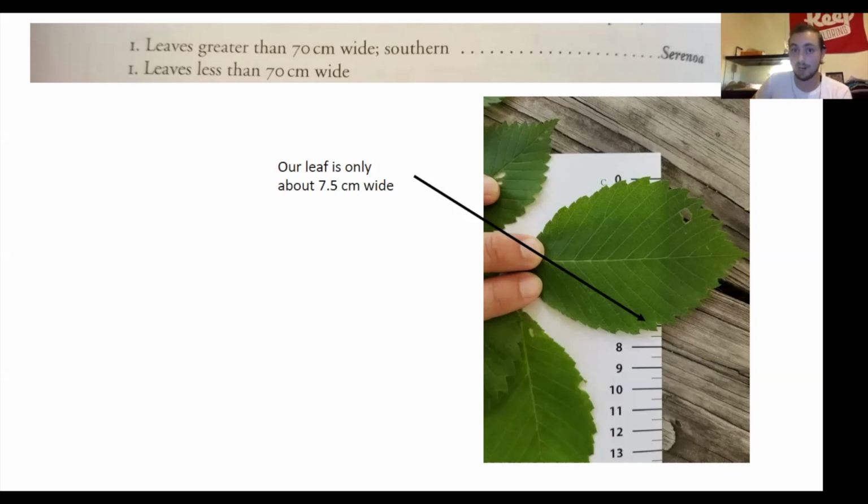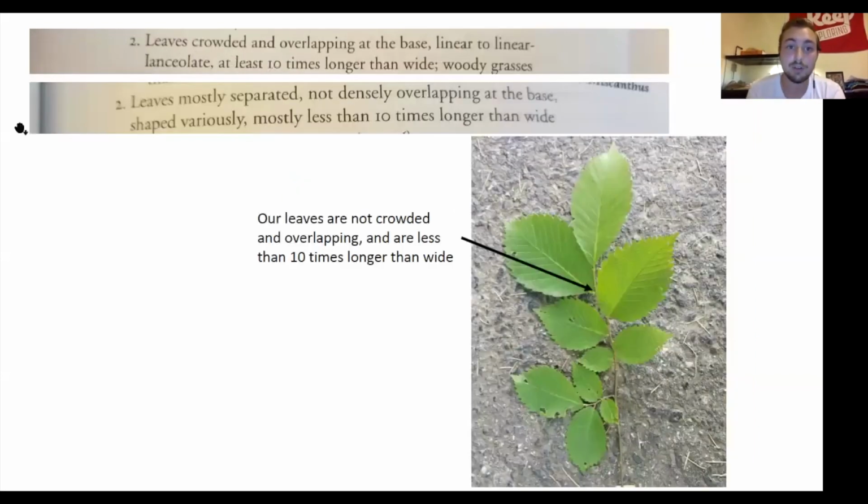And before I was even able to start at this number 1, I had to already go to the group that is plants with alternate leaves. So that is really the first decision you're making. And then within that group, we start our genus key. So our leaf is definitely not 70 centimeters wide. We're only about 7.5 centimeters wide. So we go to number 2, where it talks about whether they're crowded and overlapping at the base.